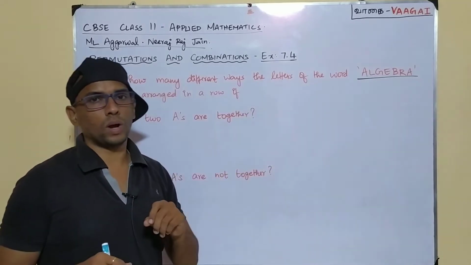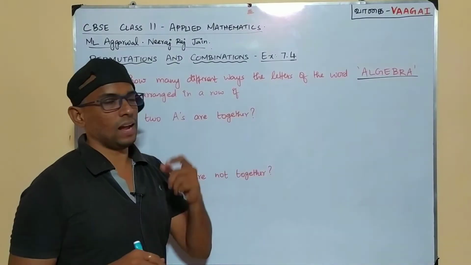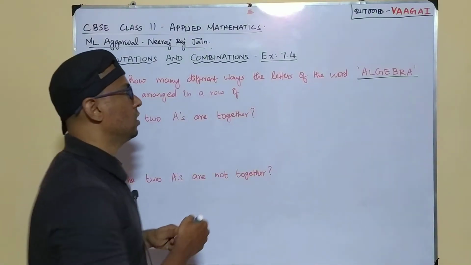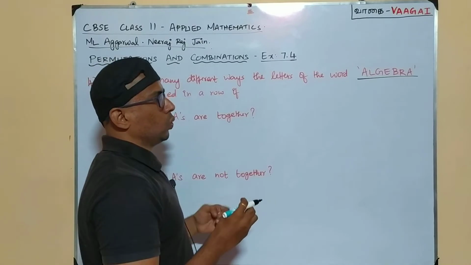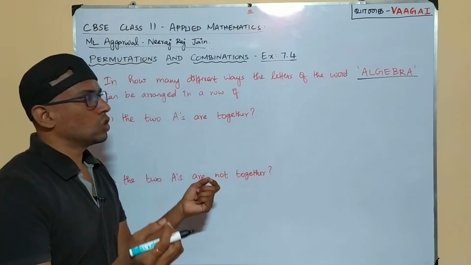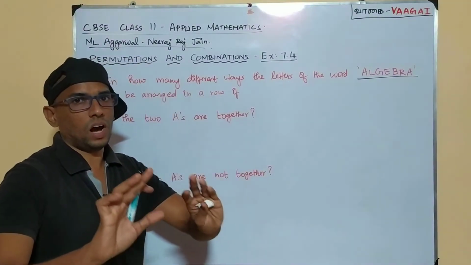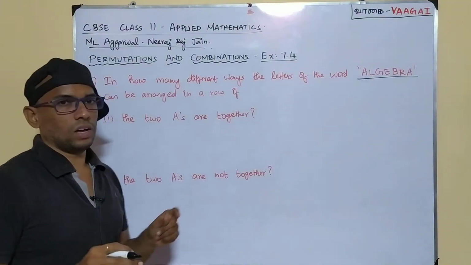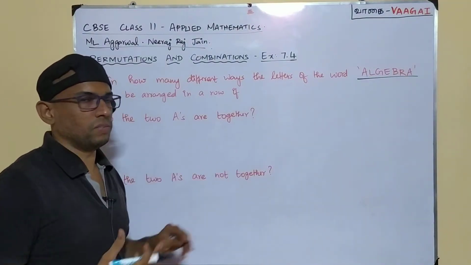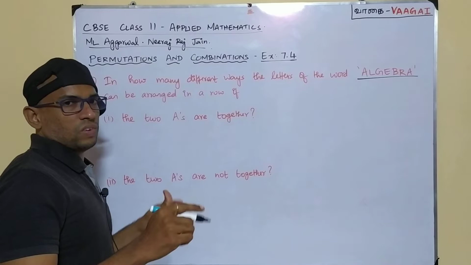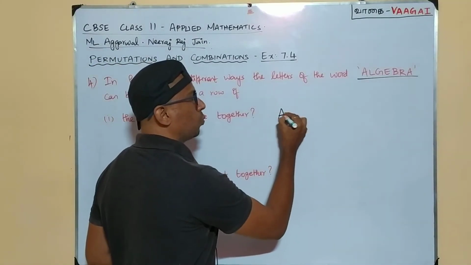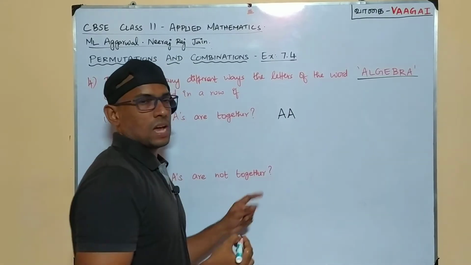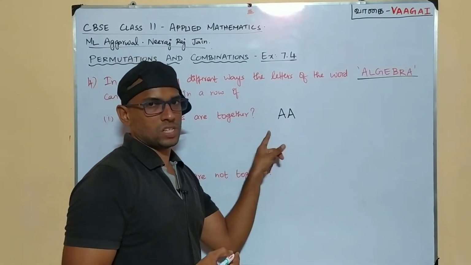If you look at the given word ALGEBRA, there are 2 A's here. Those 2 A's should be together. That is the condition given in the first subdivision. So when the 2 A's should be together, our arrangement will be like this: we just put the 2 A's together, placing the A's next to each other.